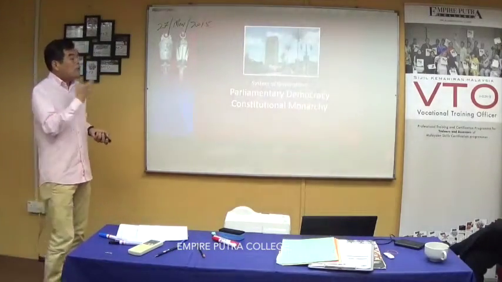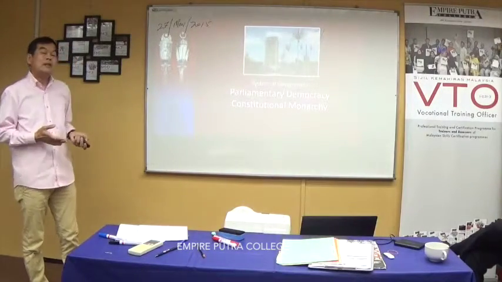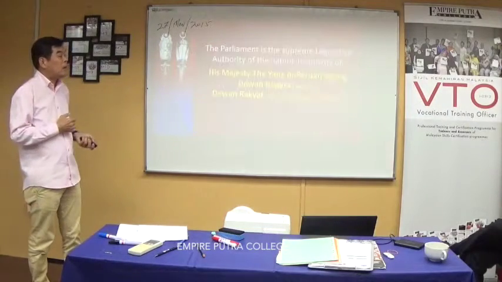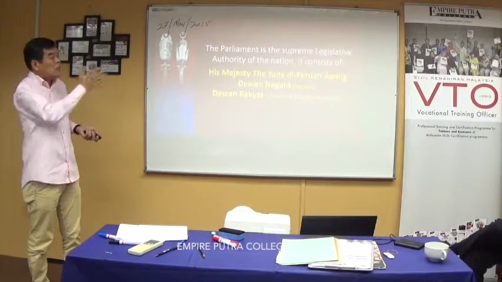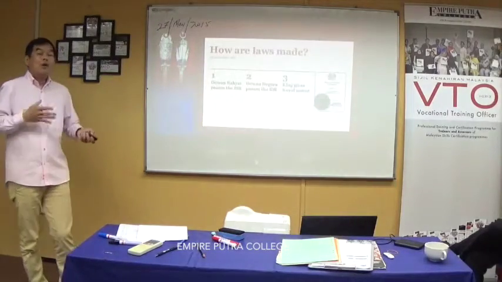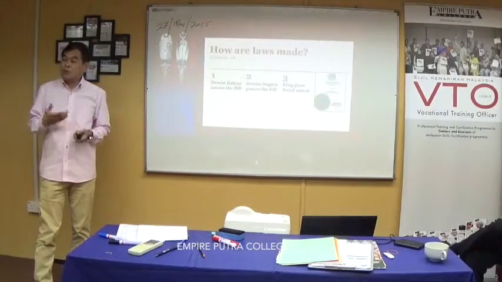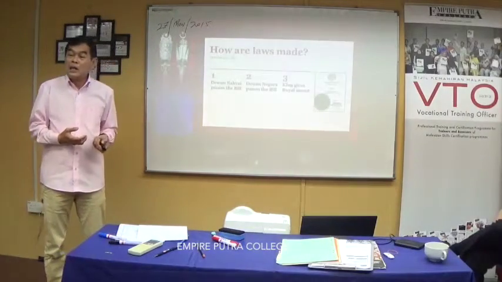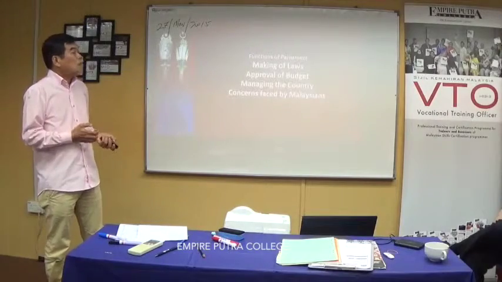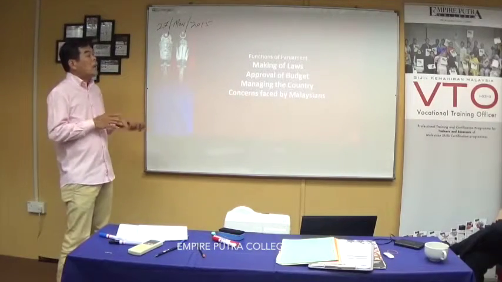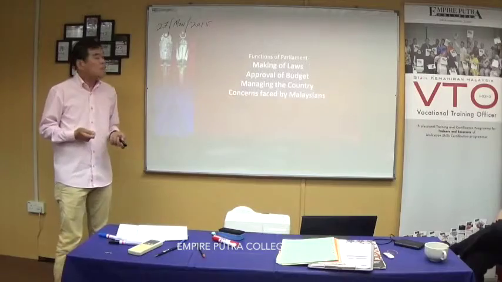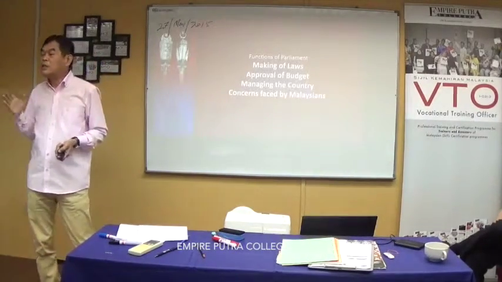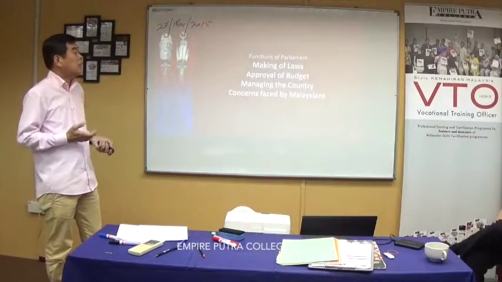Yeah. And of course, we practice the parliamentary democratic system. We have a monarchy. The Yang di-Pertuan Agong sits as part of parliament, and of course, he sits right at the top. And how are laws made? Well, there is a system that we're going to explain, from bill, readings, finally consent from the king himself. Right? So basically, the function of the parliament: making of laws, approval of budget, managing the country, concerns faced by Malaysians, that is raised every now and then. Right? That's how it's been done.